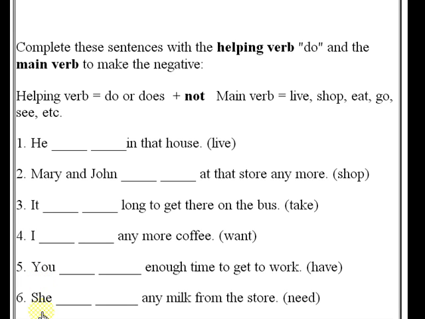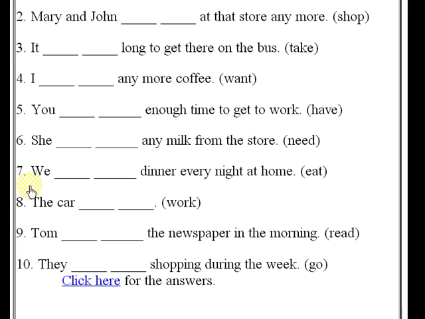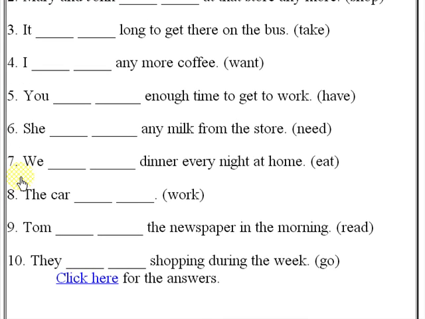Number 6, she does not need any milk from the store. Number 7, we do not eat dinner every night at home. And number 8, the car doesn't work. Remember, car is it. It's an object. The car doesn't work. Number 9, Tom doesn't read the newspaper in the morning. And number 10, they do not go shopping during the week.